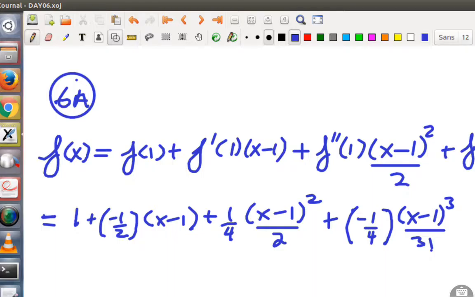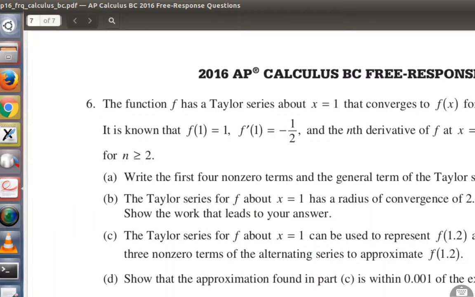Alright, so what's the general term? Well, let me see. Apparently that nth derivative is only good for n greater than or equal to 2, right? But what if I plug in 1? Do I get the negative 1/2? What if I do the first derivative? Let's see. Negative 1 to the 1 is negative 1. 1 minus 1 is 0. 0 factorial is 1. 2 to the 1 is 2. Negative 1/2. It does work for n equals 1, by the way.